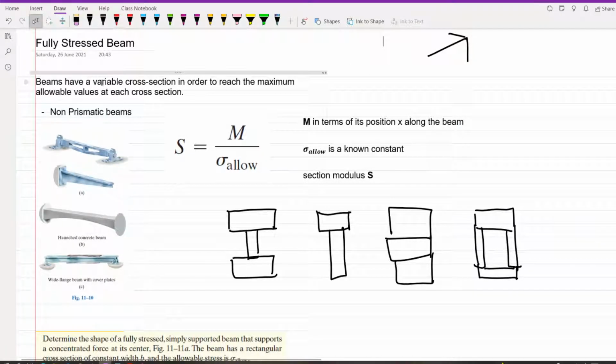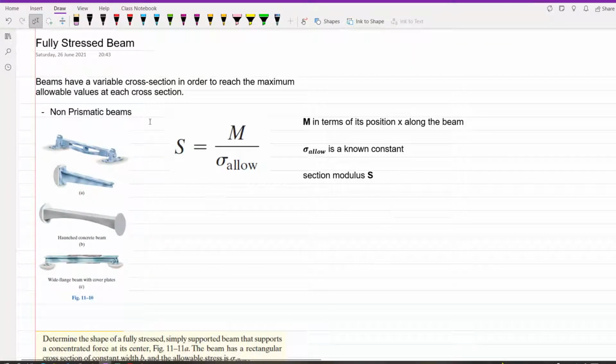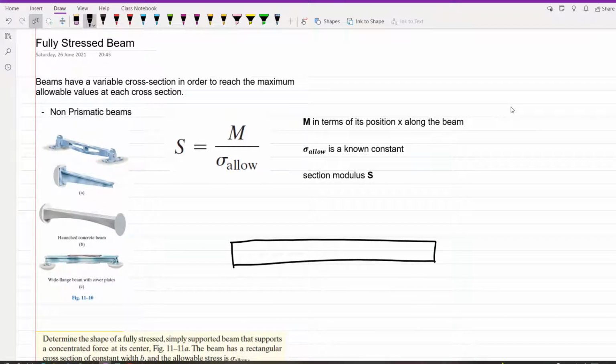So, beams have a variable cross-section in order to reach the maximum allowable values. From the last topic, that is called prismatic. Here it is non-prismatic. Meaning, for example, if this is my original beam, and I know that there will be a distributed load here, and a load here.